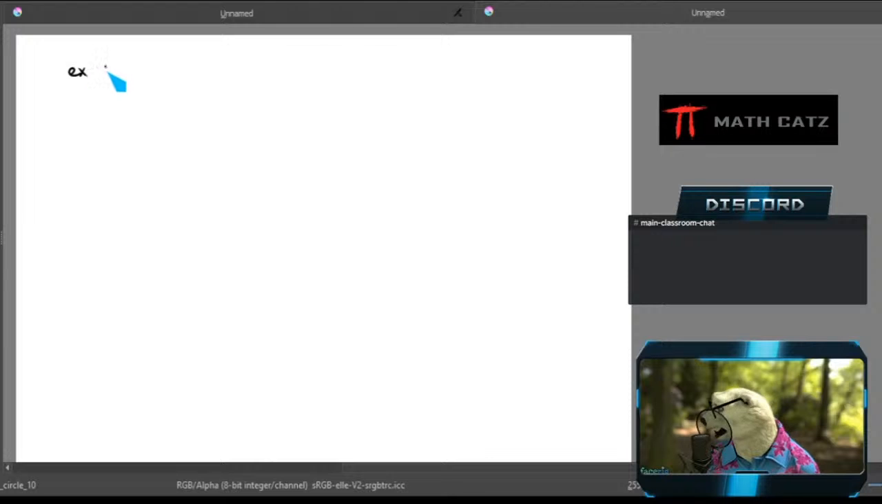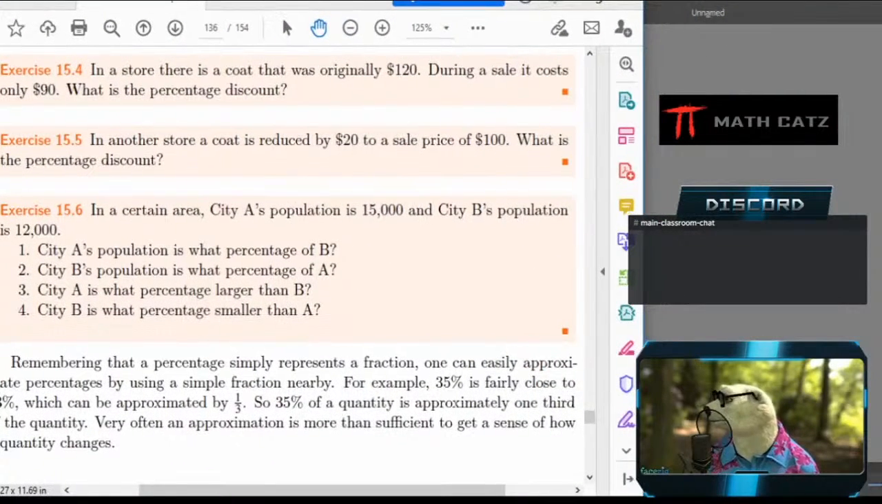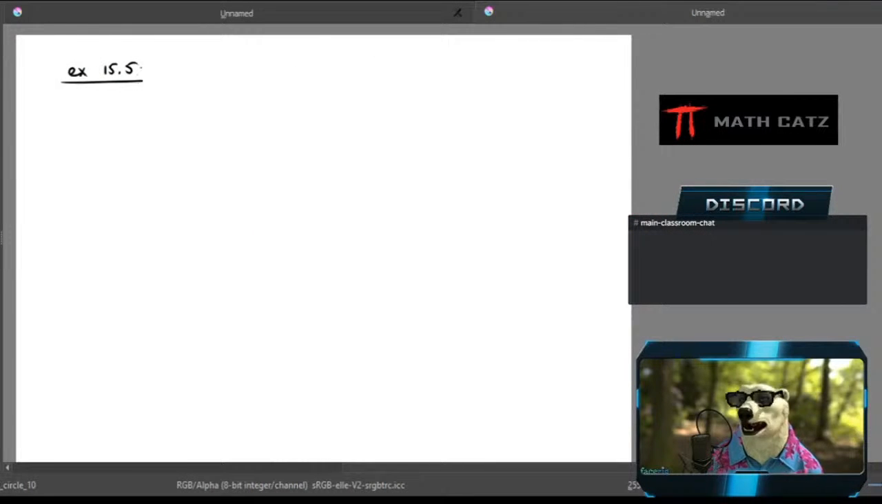Let's see, exercise 15.5. And again, I'm happy if these things are super easy for you based on your experience and your background, but that's not the case for everyone, which is why we're doing it. In another store, a coat is reduced by $20 to a sale price of $100. What's the percentage discount now? And I've seen people taking these things for granted, going too fast, and then just using the wrong numbers in the wrong place. When they thought they understood, but they didn't really make sure to think about these things.